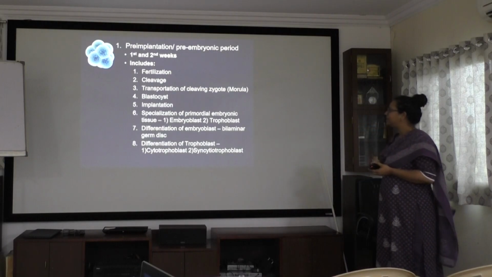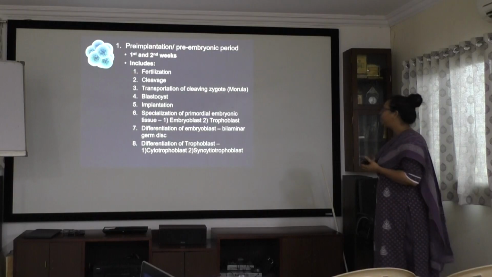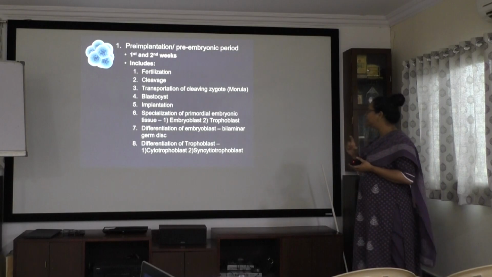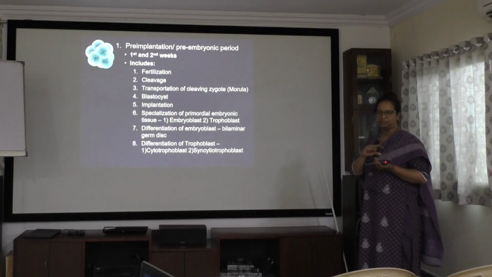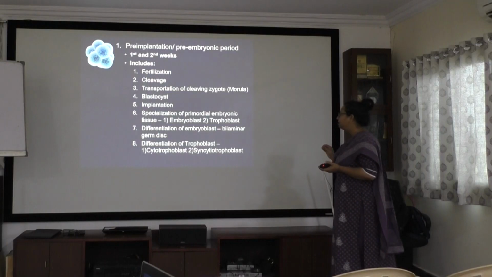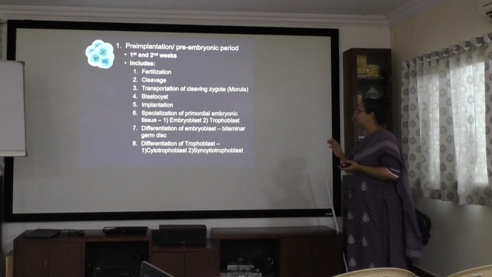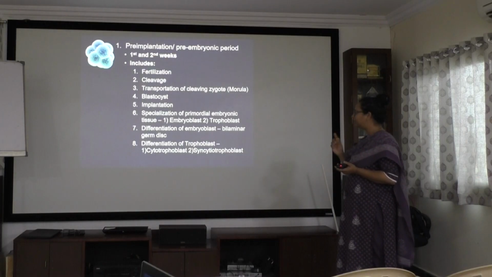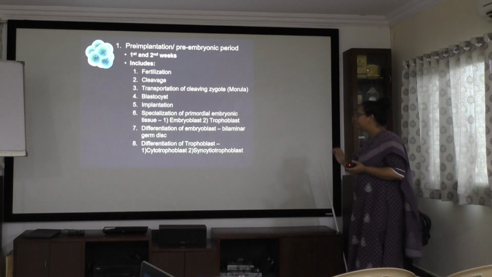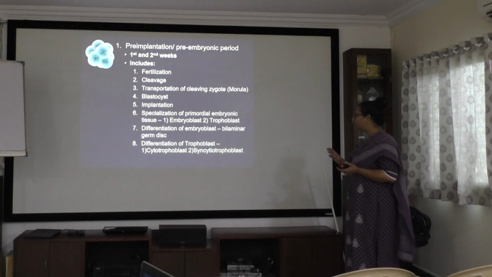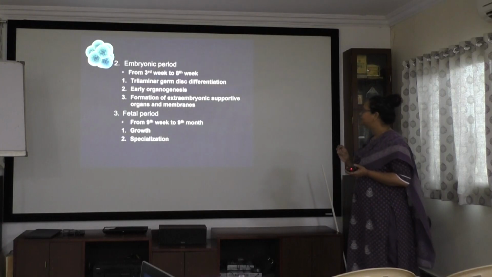First 2 weeks after fertilization. The pre-implantation or pre-embryonic period includes fertilization, cleavage, transportation of the cleaving zygote from the fallopian tubes to the uterine cavity, then blastocyst, implantation, specialization of the primordial embryonic tissue into embryoblast and trophoblast, differentiation of the embryoblast into bilaminar germ disc, and differentiation of the trophoblast into cytotrophoblast and syncytiotrophoblast.